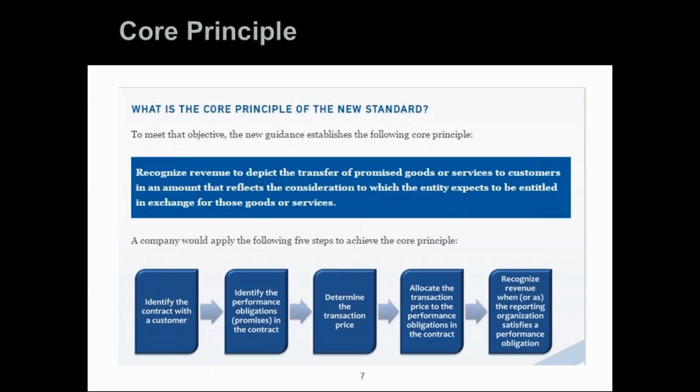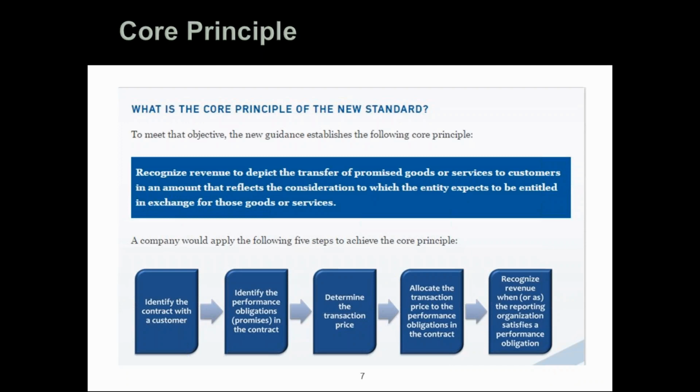So we mentioned the 5-step model. The step 1 being identify the contract with the customer. The second being identify the performance obligations or the promises within the contract. The third step is to determine the transaction price, then allocate that transaction price to the various performance obligations in the contract and recognize that revenue as you satisfy each performance obligation.